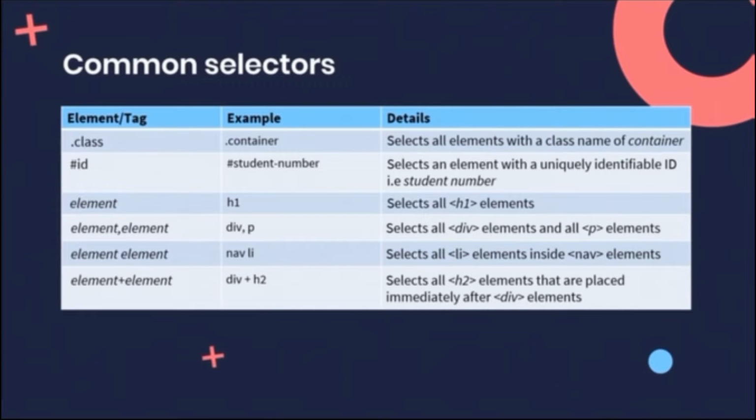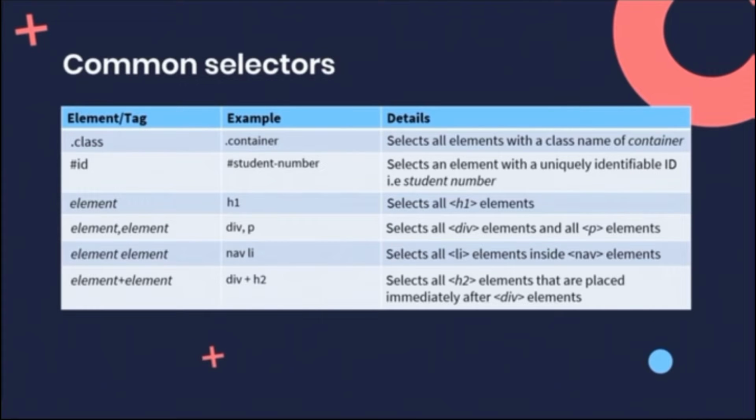This is different from using a class. Then we have element without the comma. Here we are saying take the navigation list. So we've got a nav and a list item, and we're saying select all the list items inside of the navigation element. So we are not styling the navigation element, we are styling the list items inside the navigation element.